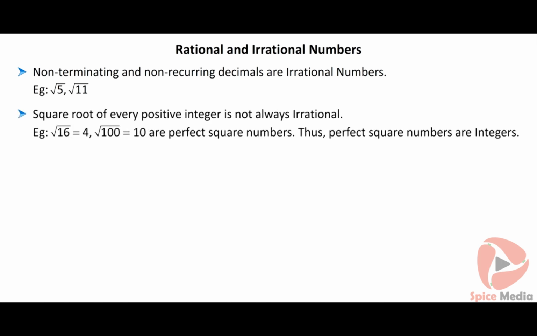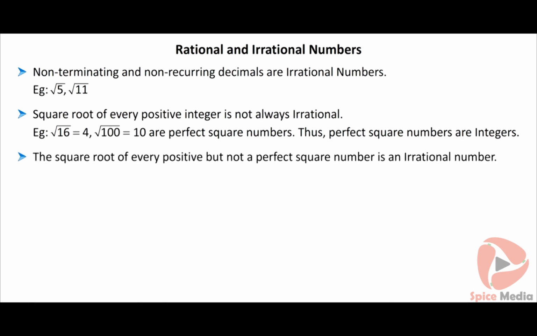The square root of every positive integer is not always irrational. Example, root 16 is equal to 4, root 100 is equal to 10. These are perfect square numbers. Thus, perfect square numbers are integers. The square root of every positive number that is not a perfect square is an irrational number.